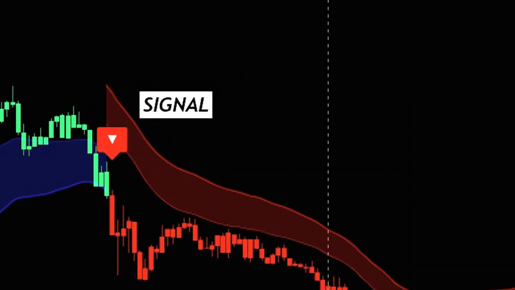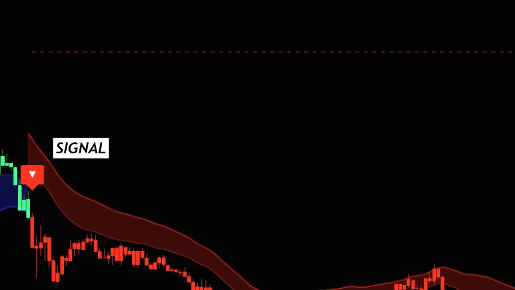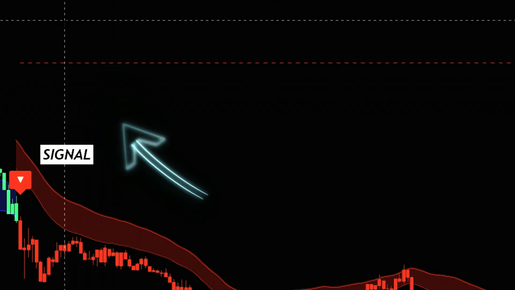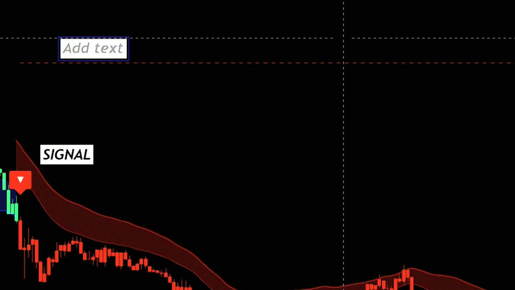But look at what else is on the chart. See this red dashed line that appears above the candle? That could serve as a potential stop loss level. That gives you a clear line in the sand. If the price goes above that, the original idea might be invalid.